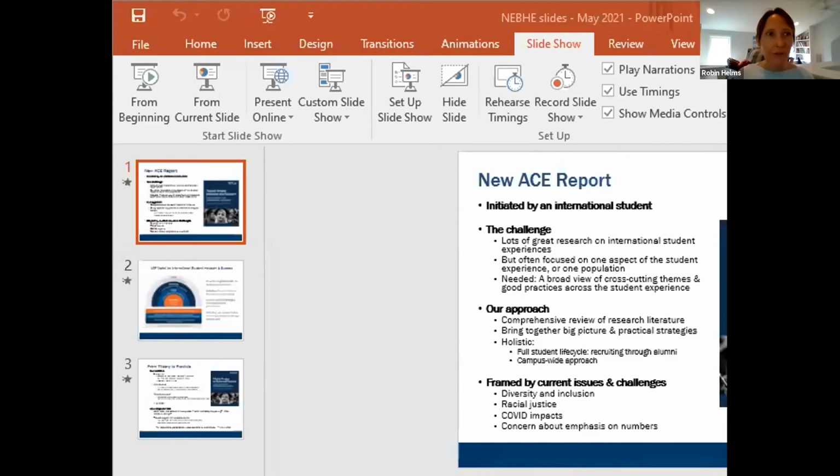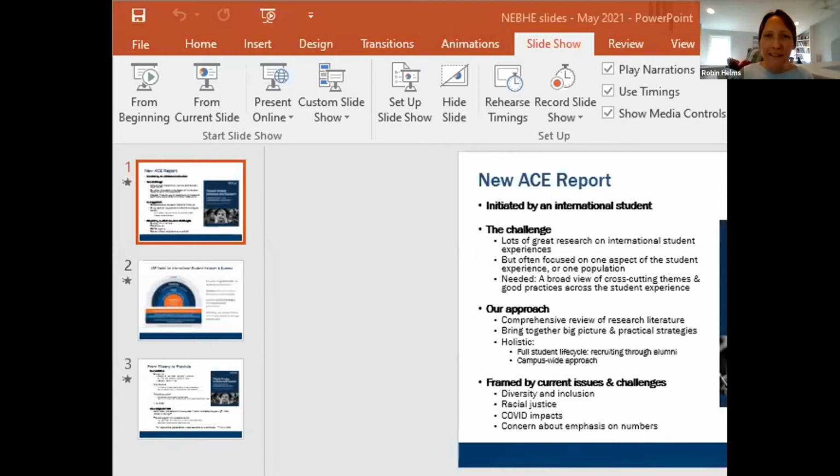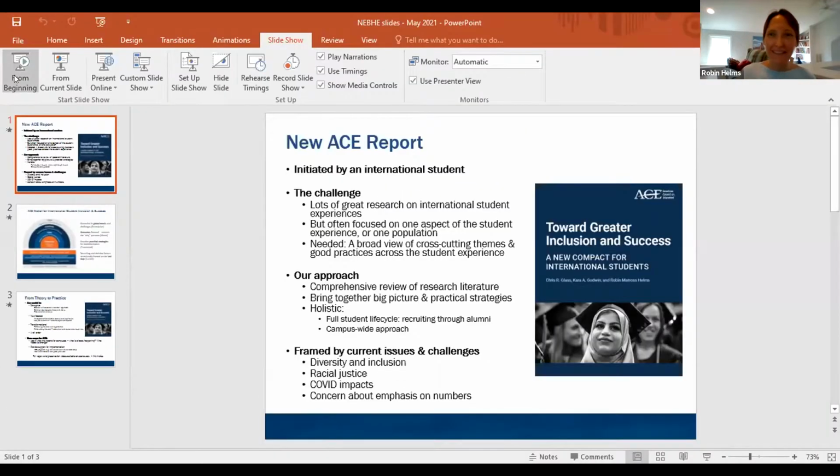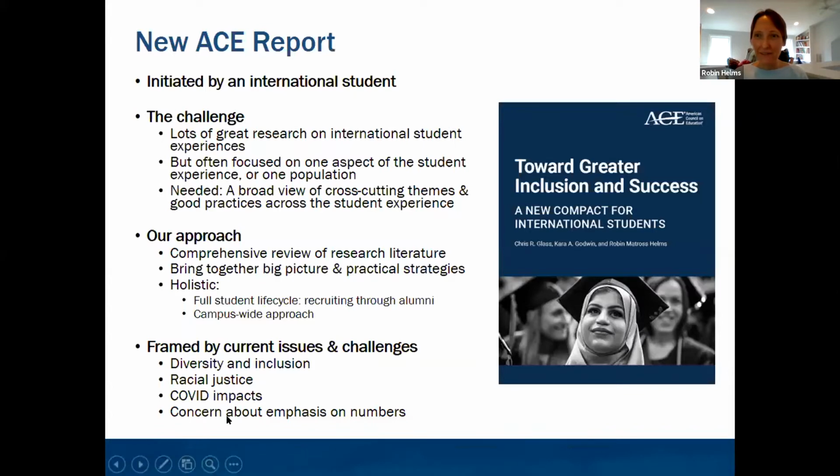I am going to share my screen so you get a little bit of a visual. Whoops, hold on, wrong screen. You'd think after a year I would be getting this right. Okay, there we go. Looks okay? Looks great. All right, excellent.